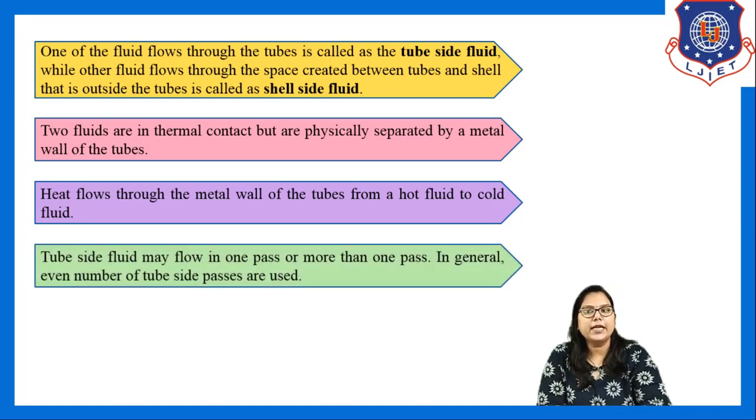The tube side fluid may flow in one pass or more than one pass, depending on the application. But in general, an even number of tube side passes are used. That means a number of tubes may be used, but an even number of tube side passes are generally used.